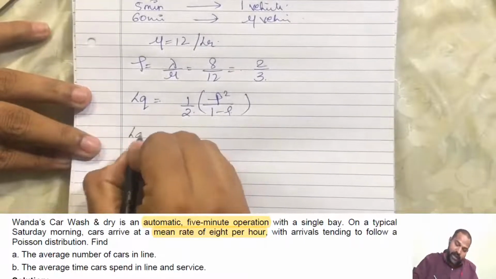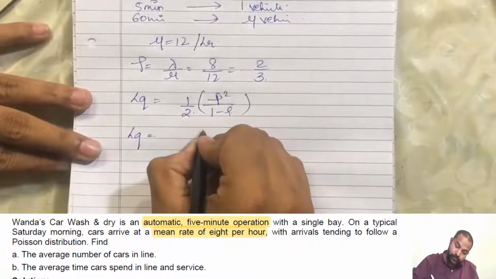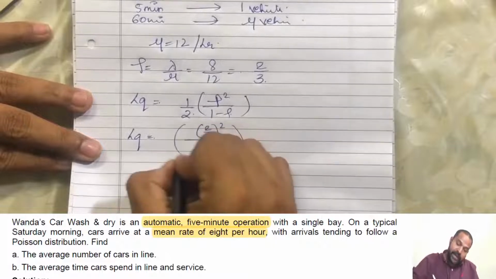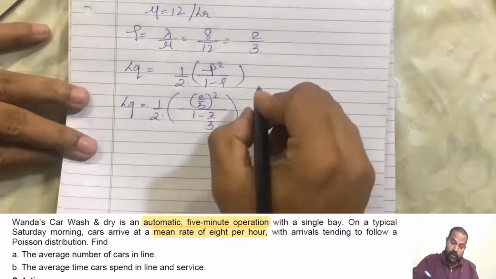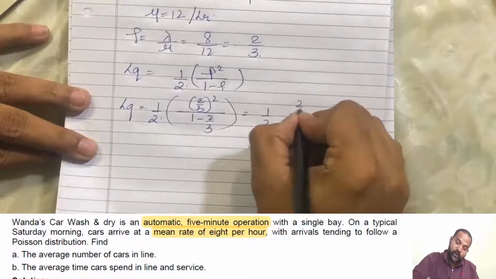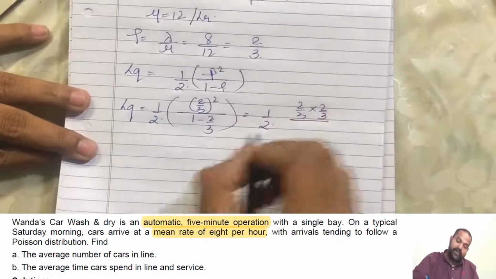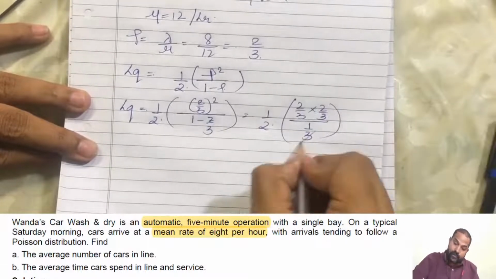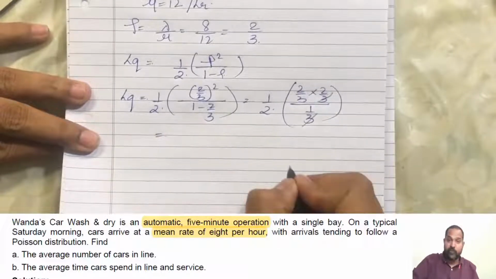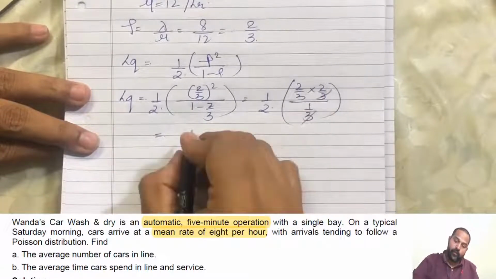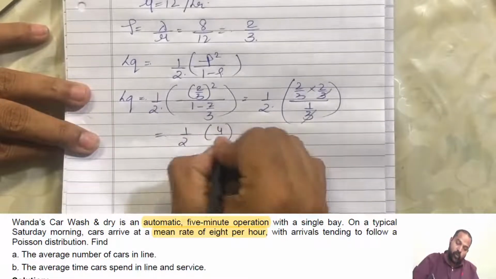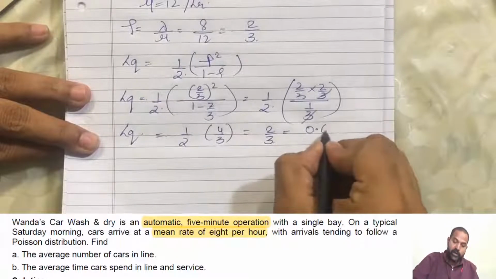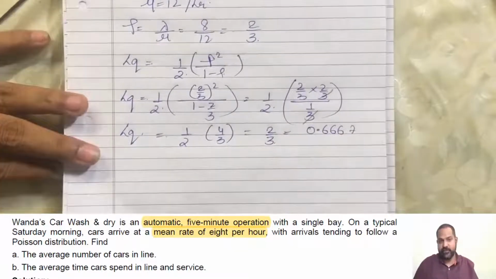So the length of the queue in this case will be 2 by 3 square divided by 1 minus 2 by 3, into half. So the length of the queue will be half into 2 by 3 into 2 by 3 divided by 3 ones are 3 minus 2 is 1 by 3. Correct? The 3 and 3 cancel. What are you left with? Well, I'm left with 2 into 2, which is 4 by 3. So half of 4 by 3, which is 2 by 3, is the length of the queue. If you want to convert it, it will be 0.666, 0.67.